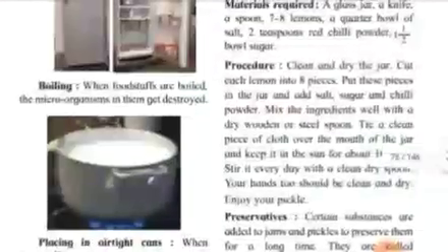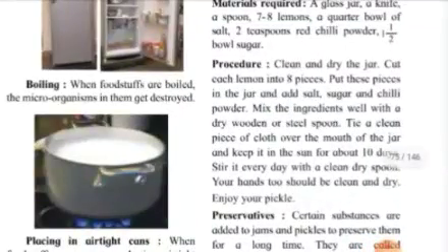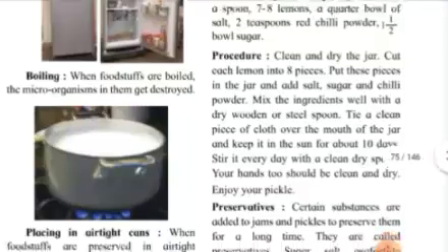Third is boiling. Of course, when the temperature is increased to a very high temperature, you will find that the microorganisms will definitely die or get destroyed in the foodstuffs. So when foodstuffs are boiled, microorganisms in them get destroyed.